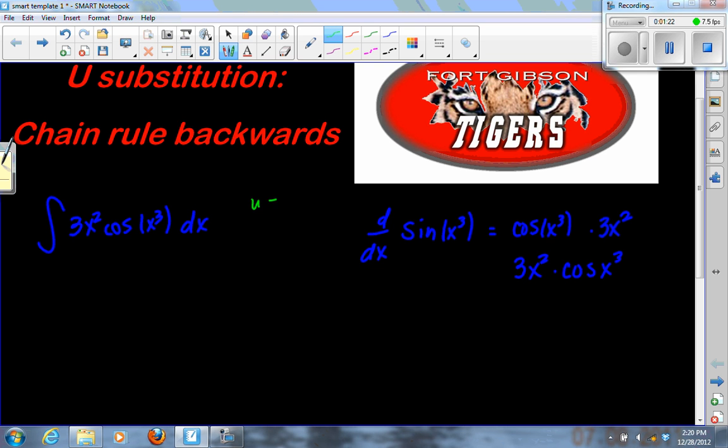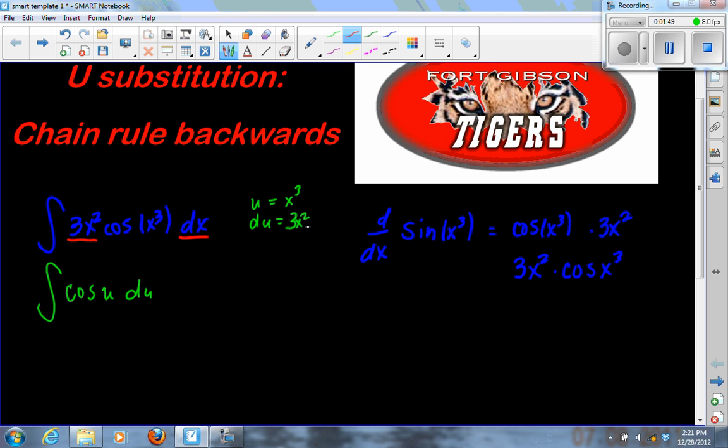It doesn't really matter if you're using a U, but let's say you use a U and you let U be the peanut, which is x cubed. Then the derivative of that would be 3x squared. And you'll notice this shows up perfectly right here. And so what I have here is the integral of cosine of U du. Let me run over why that is.